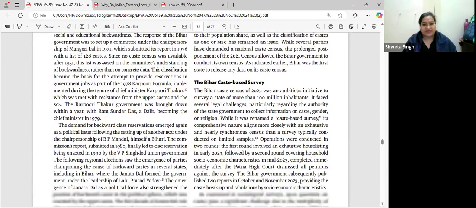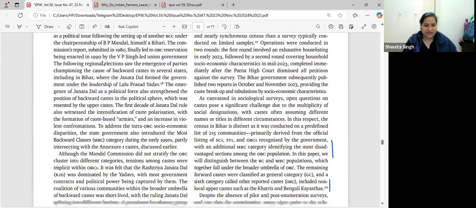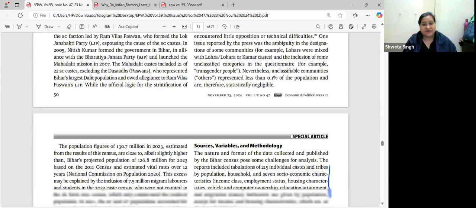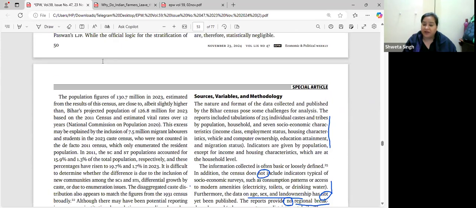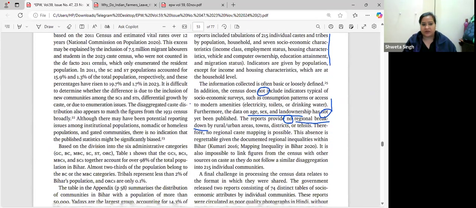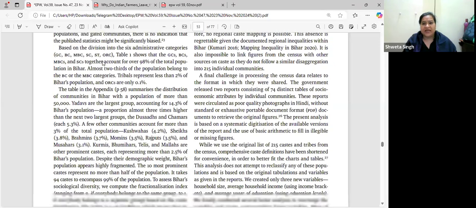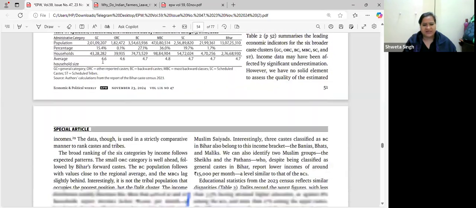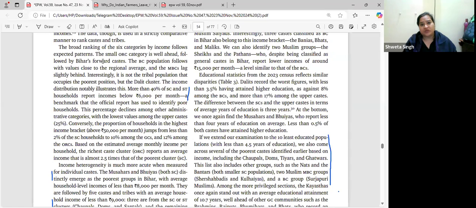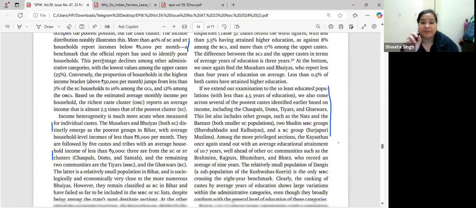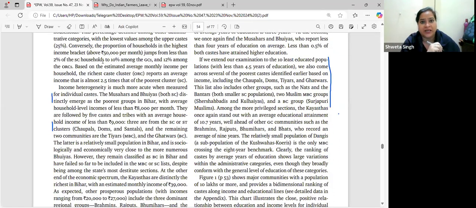The Bihar caste-based survey, so how the survey is being done. And after that, sources, variables, methodology, because this will inspire us on how data collection should be done. After that, when we see income and educational disparities, how do they exist? Because income and educational disparities can help me get examples for the topic of poverty.